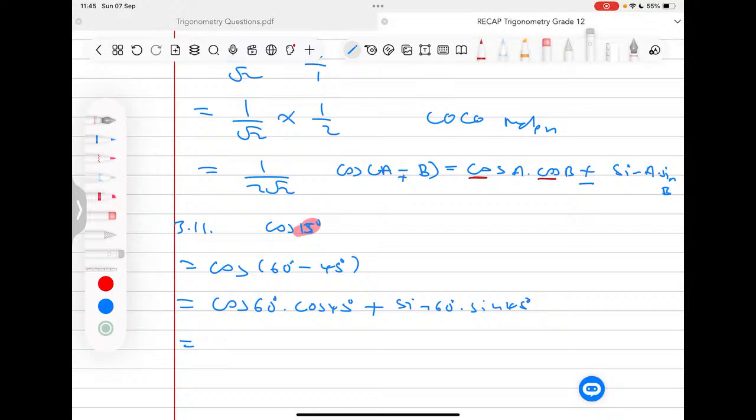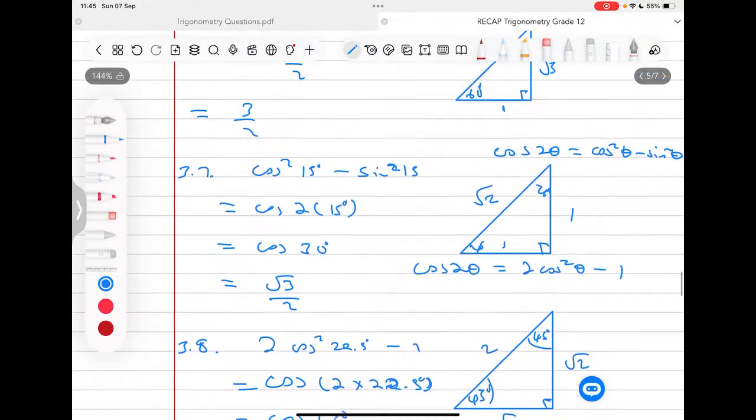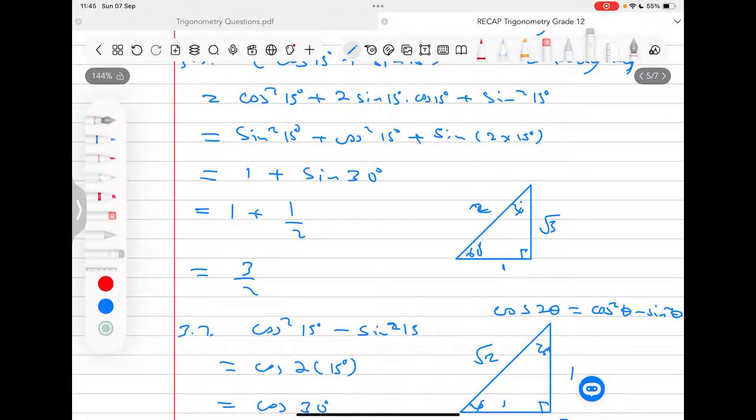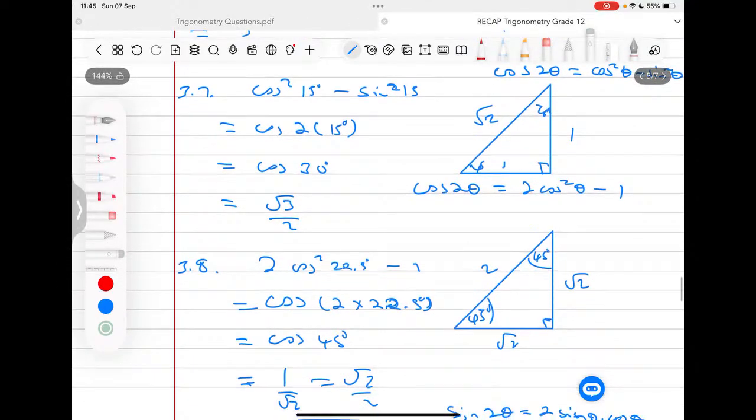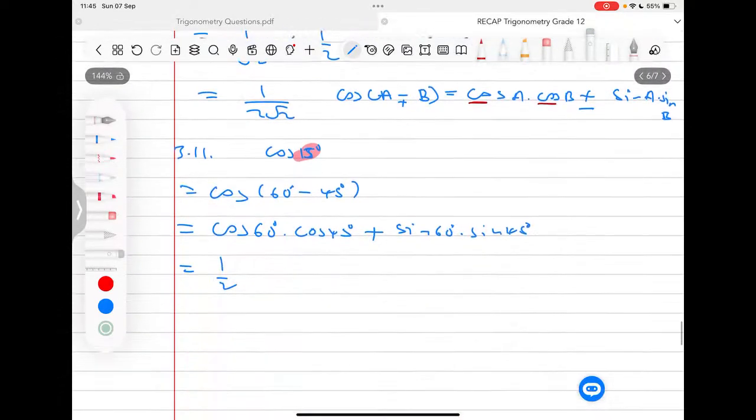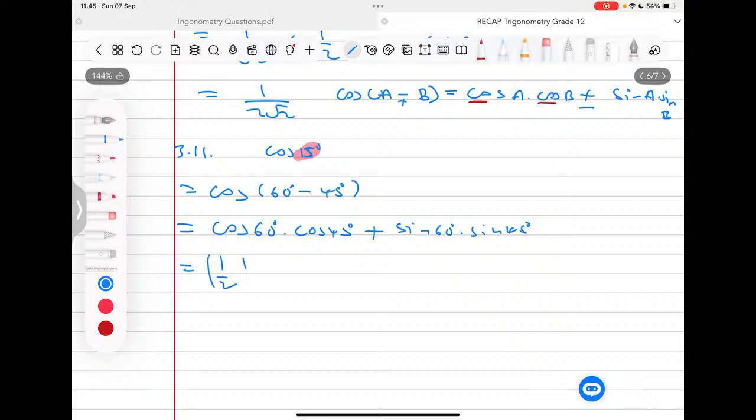And if you look at it, cos of 60 is going to be 1 over 2. Remember, I'm using these triangles of mine here. Cos of 60 is adjacent over hypotenuse, that is 1 over 2. And the cos of 45 is adjacent over hypotenuse, that is 1 over root 2. So I'm going to multiply this by 1 over root 2.